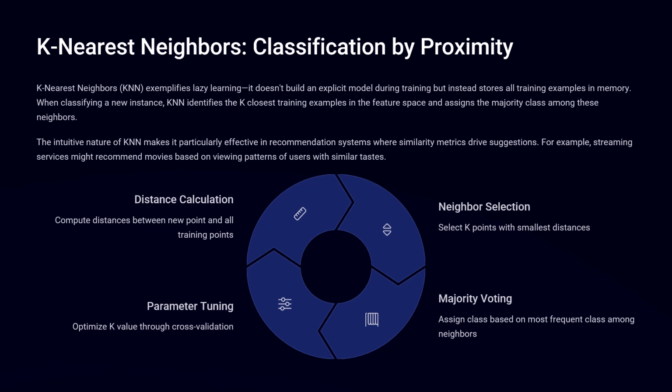Distance calculation. Compute distances between new point and all training points. Neighbor selection. Select K points with smallest distances. Majority voting. Assign class based on most frequent class among neighbors. Parameter tuning. Optimize K value through cross-validation.